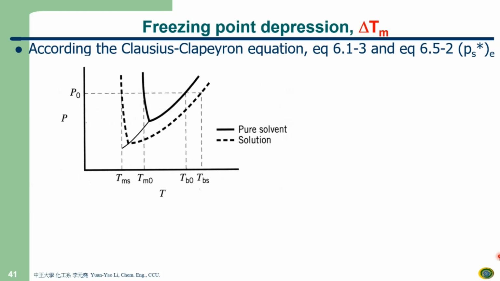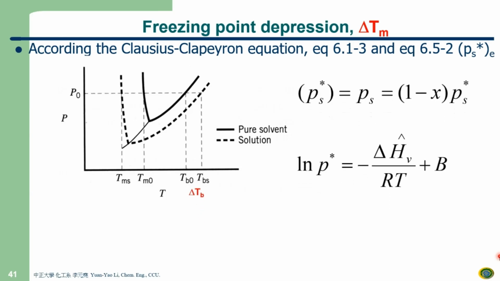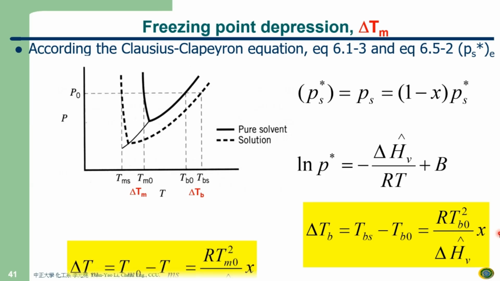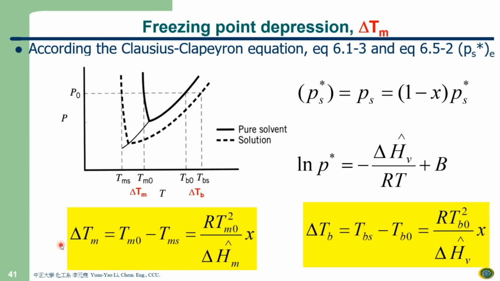Okay, so according to the Clausius-Clapeyron equation, equation 6.1-3 and equation 6.5-2, we understand these two equations. According to these equations, we put them together, we can get this equation, which is delta TB here equal to this one. And how about delta Tm? Again, you do the same logic analysis, you will get something like this.